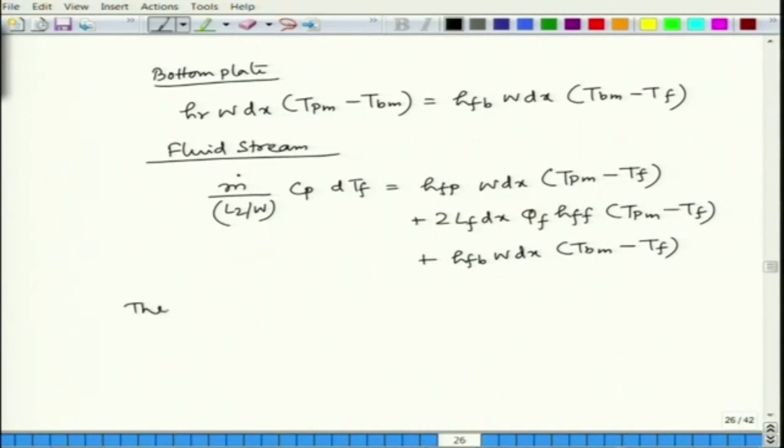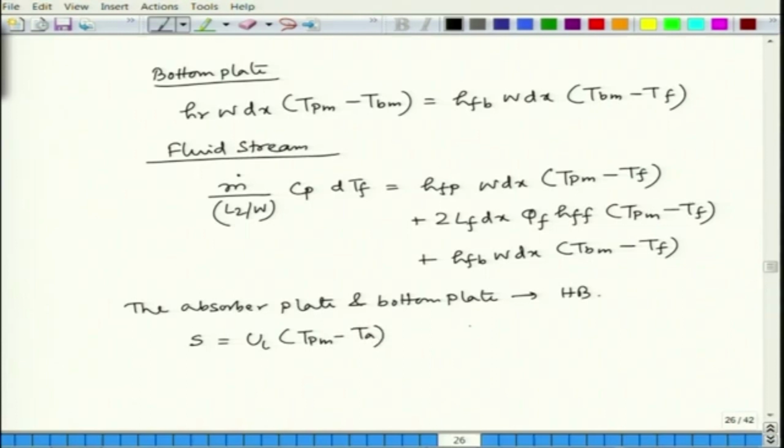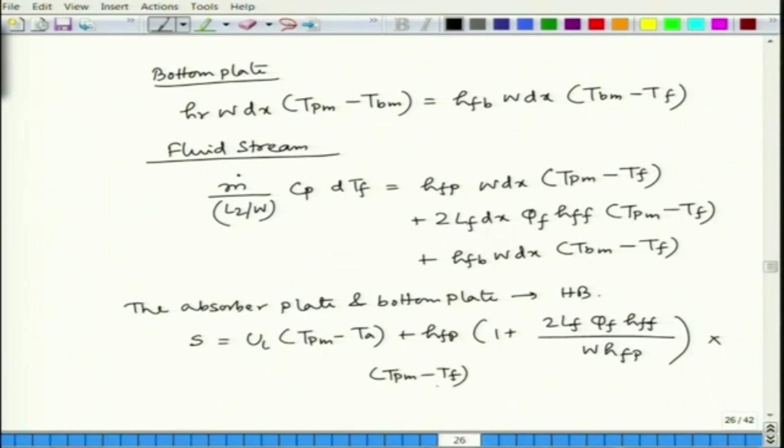So, now the absorber plate and bottom plate, these two heat balances, if you put them together, what you get is S equal to UL (Tpm minus Ta) plus HFP [1 plus 2 Lf phi f HFF divided by (W HFP)], okay, and this whole thing multiplied by (Tpm minus Tf), and another term will be there which is from the bottom plate. Okay.